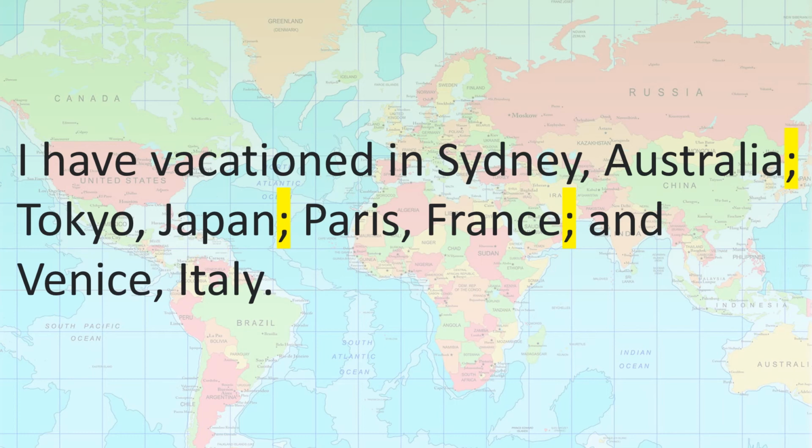So instead of having a very long sentence with a bunch of commas in it, we would use semicolons to group together the city and the country. I vacationed in Sydney, Australia; Tokyo, Japan; Paris, France; and Venice, Italy. Do you see how the semicolon creates a little bit of a longer pause in between each item, and it helps keep the two, city and country, together in the sentence without the whole sentence running together?